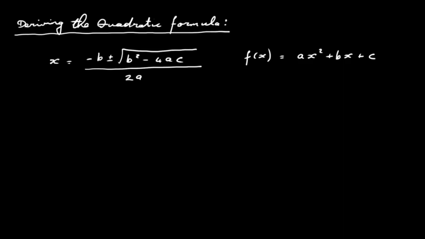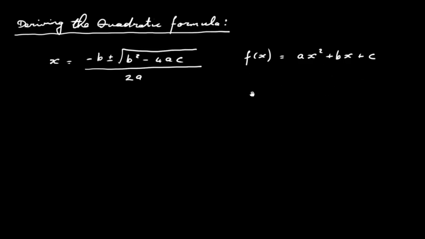Okay, so let's have a look at deriving the quadratic formula. This is the formula we're going to derive: x is equal to minus b plus or minus the square root of b squared minus 4ac, over 2a. And that is really finding the roots of a quadratic function that will look like this. So you've got f of x is equal to ax squared plus bx plus c. Now a, b, and c are all constants, and the x is going to be the variable.